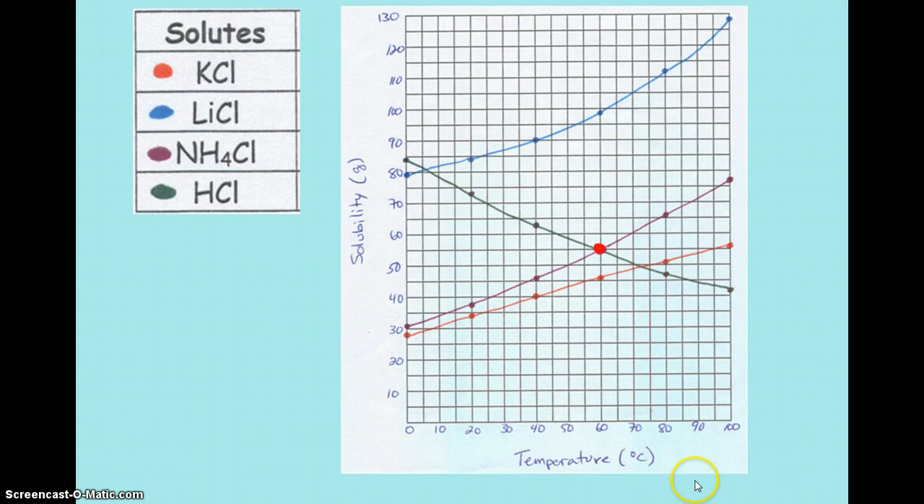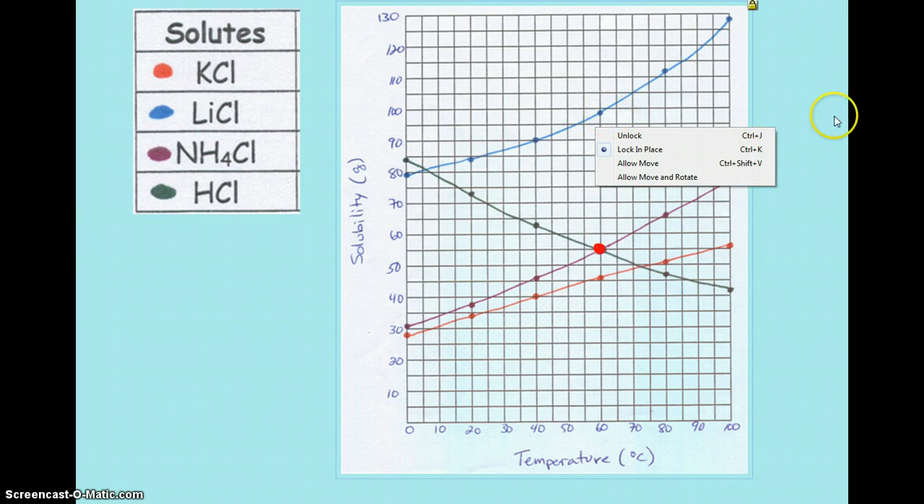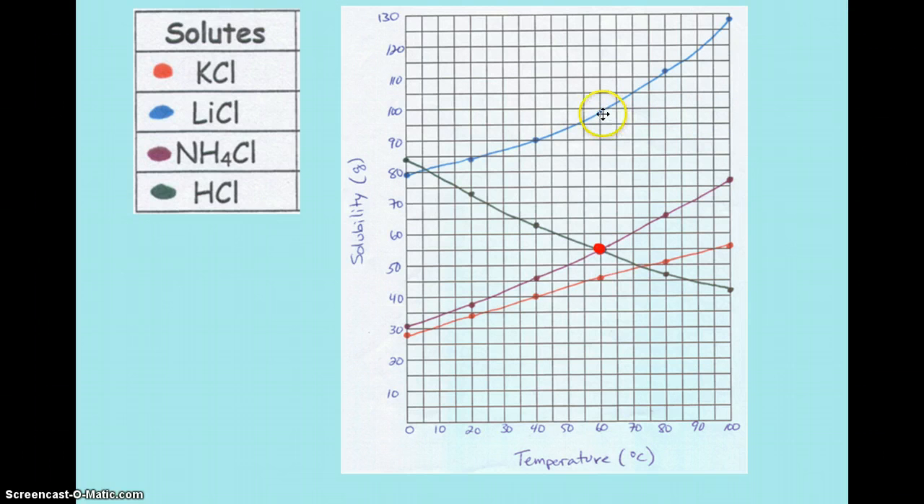Lithium chloride at 60 degrees, way up here, I can put almost 100 grams of lithium chloride in. So this data point, 55, is way below that line. So that is unsaturated. I can put a lot more solute into the water before I hit saturated.